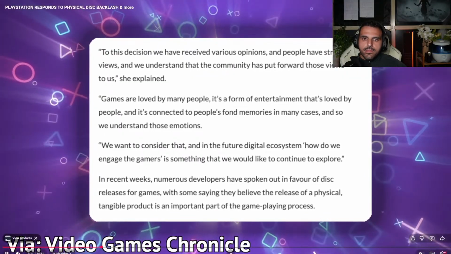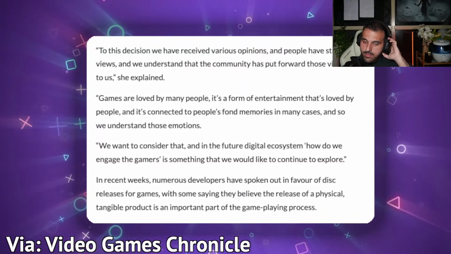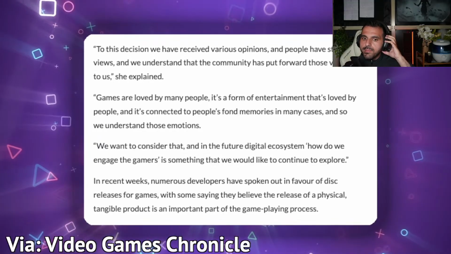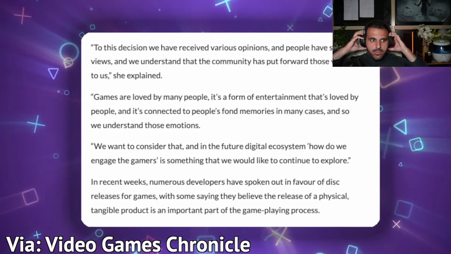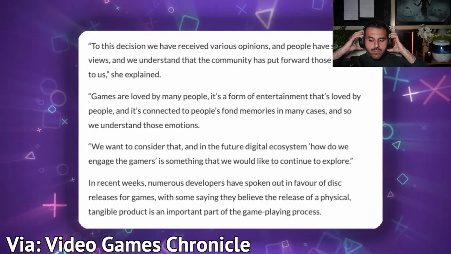This kind of sounds a little condescending to me. "Games are loved by many people. It's a form of entertainment that's loved by people, and it's connected to people's fond memories in many cases, and so we understand those emotions." Okay, thanks, Mom. "We want to consider that, and in the future digital ecosystem, how do we engage the gamers is something that we would like to continue to explore." Okay, good. I'm glad that at least they have seen the backlash and they are thinking about something.